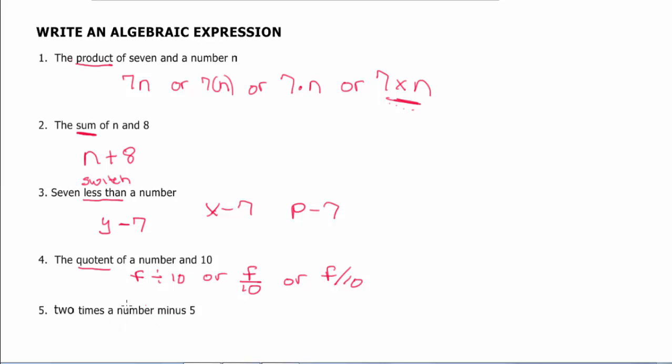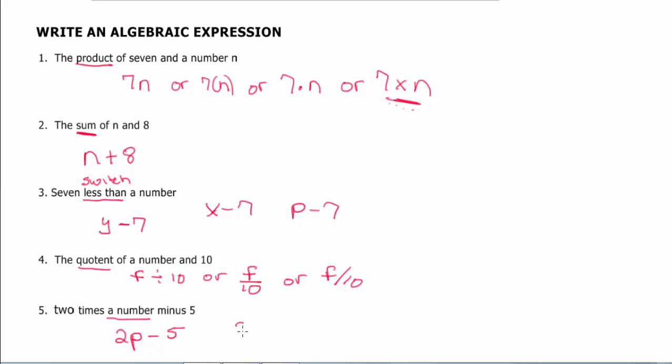2 times a number minus 5. So this one has a little bit more to it, okay? So we have 2 times a number, so a number is again anything. So 2 times p, we don't know what it is, minus 5. So this one you didn't have to switch because it didn't say less than. Okay, if it said 2p less than 5, then you'd have to switch those.